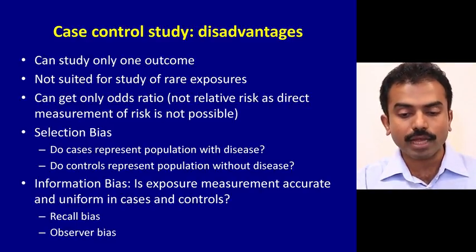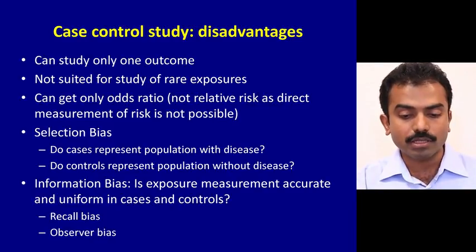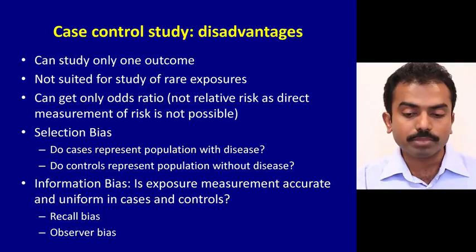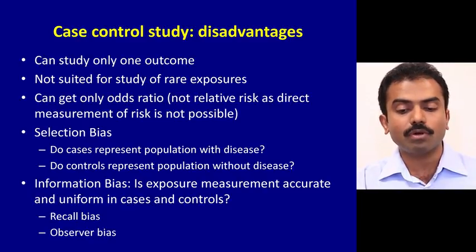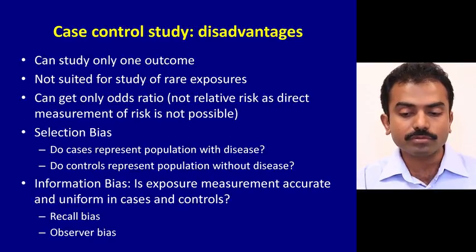So this is something that we have to worry about all the time, and ensure that controls actually represent people without the disease, or the population, or the study base, which is nothing but the population that gave rise to cases. So are our sampled controls representative of the study base? That's going to be the crucial question, and we'll have to think it through at the design stage to ensure that we have got it right.